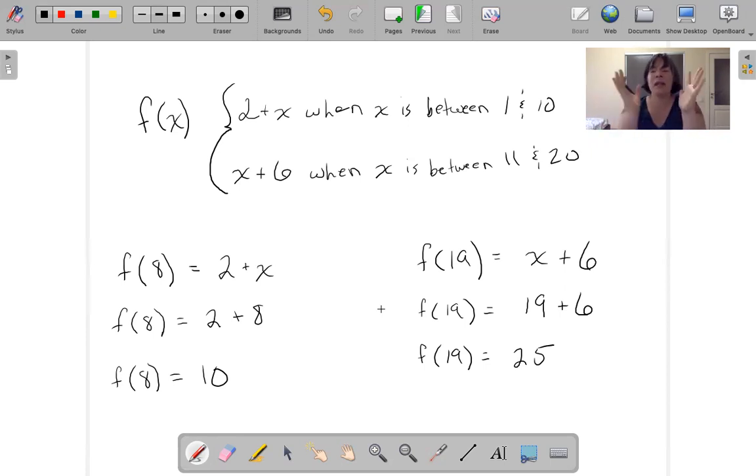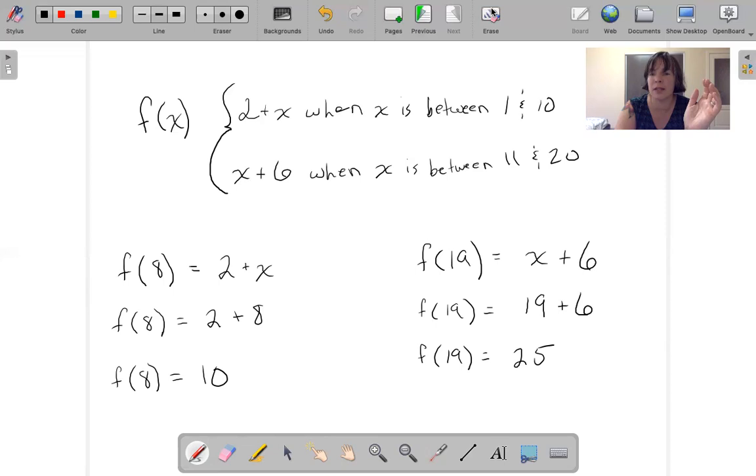Yay! I hope that you guys stuck with it. I know I did that very first one really quickly, but then I tried to slow down and explain it to you step by step. The thing with functions is reading these things and really being able to understand what it means. Now, I have one more thing for you about functions.